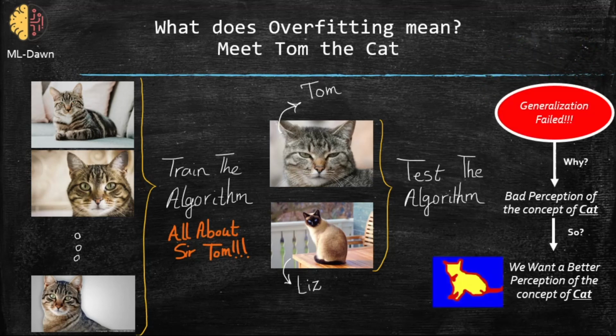So, in summary, the generalization has failed. Our algorithm has failed to generalize its knowledge to the unseen data. And why did that happen? It's because the way our algorithm now understands the concept of cat is very bad, because the perception of our algorithm is that a cat equals Tom, because it has overfitted to our training data. Now, what we want is a better perception, a more abstract perception of the concept of cat.